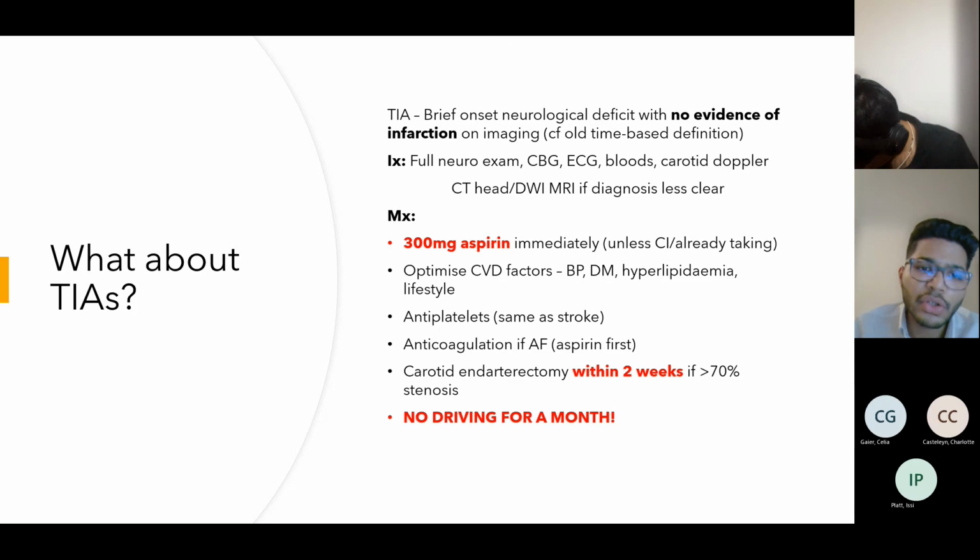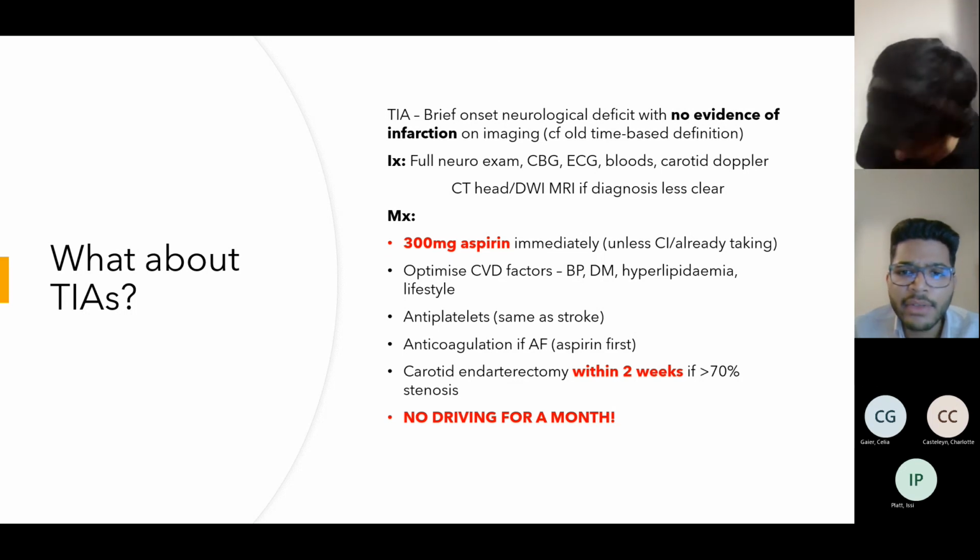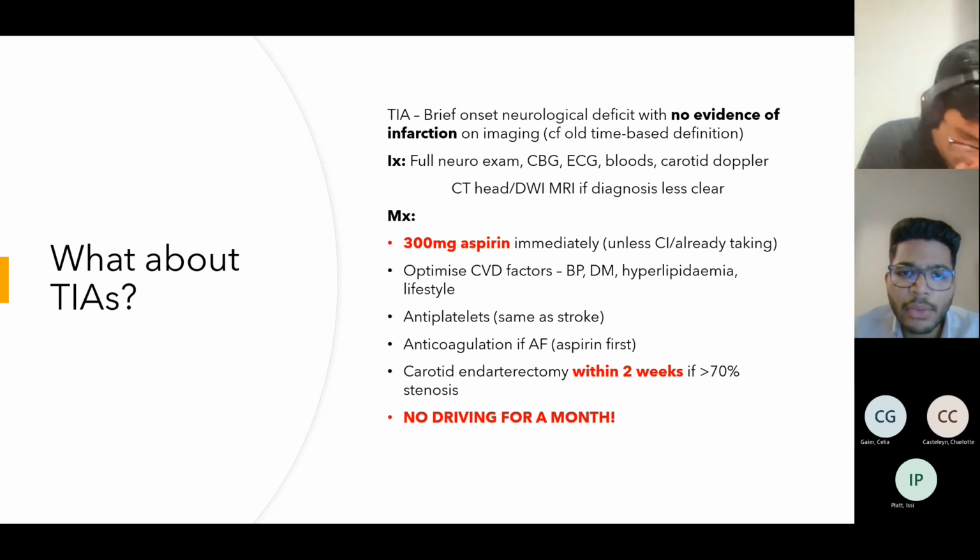Investigations: full neuro exam, blood glucose, ECG to look for AF, bloods, and a carotid Doppler. You also want to do a 24-hour ECG or a Holter monitor in anybody who presents with a stroke or TIA, to look for paroxysmal AF, which comes and goes. Management: if you're a GP, give them 300 milligrams of aspirin immediately, just like you would if they were having a heart attack, and refer them into hospital for urgent assessment. I would recommend looking at the NICE guidelines for the exact timeframes, but generally it's same day or within 48 hours. And then you'd basically treat them the same as stroke.